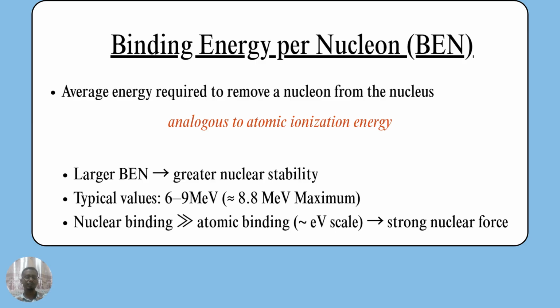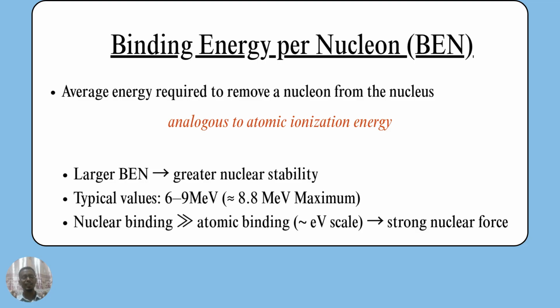So when we come to binding energy per nucleon, what does that mean? Binding energy per nucleon is the average energy required to remove a nucleon from the nucleus. The same analogy applies to atomic ionization energy. What is atomic ionization energy? It is the energy required to separate one electron from an atom.